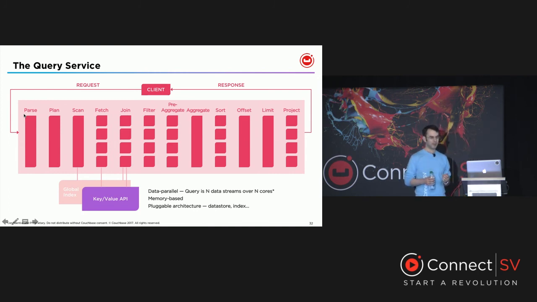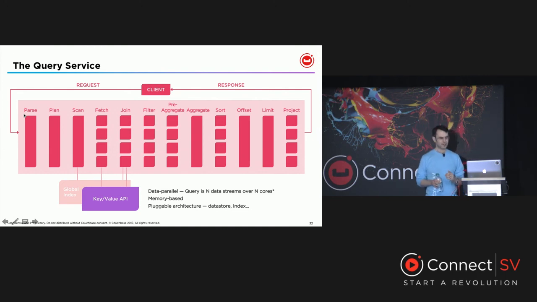There'll then be a scan phase. So using the indexes we've identified, we'll scan that index, we'll get information about the documents that match this particular query. And then we'll actually fetch the data that is part of those particular documents from the data service using the key value API. We then go through a pretty normal SQL pipeline. You know, we'll perform filter and aggregation, we'll sort the data, and we'll return that data to the client.